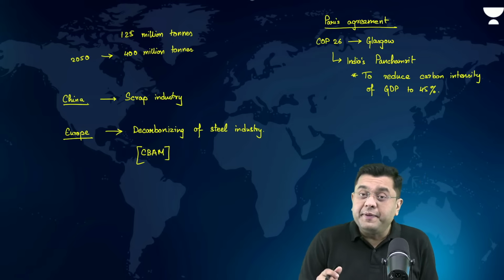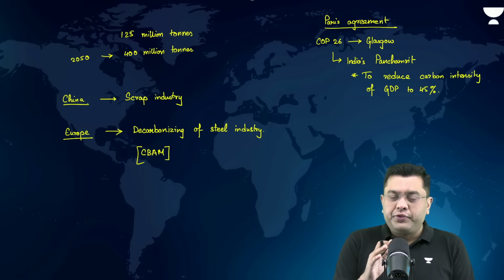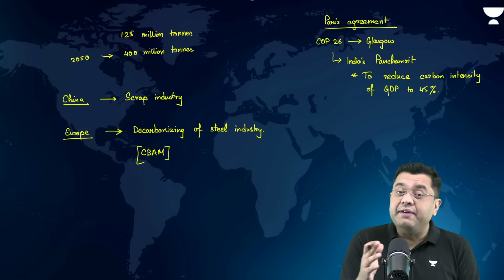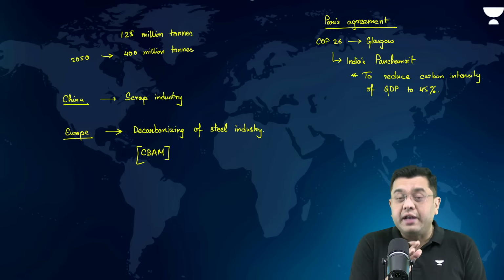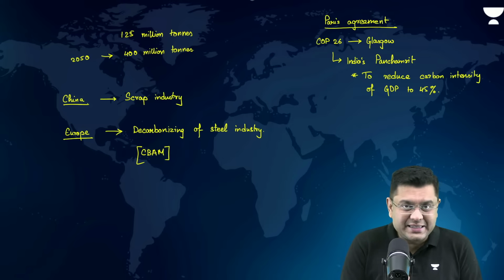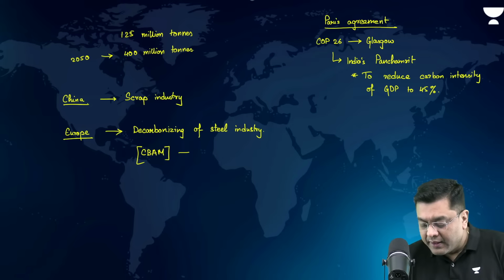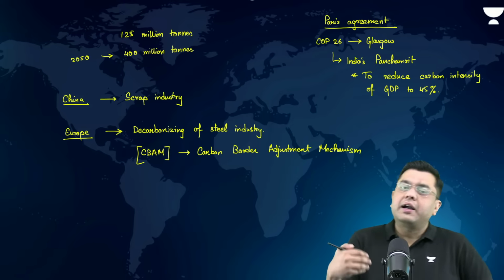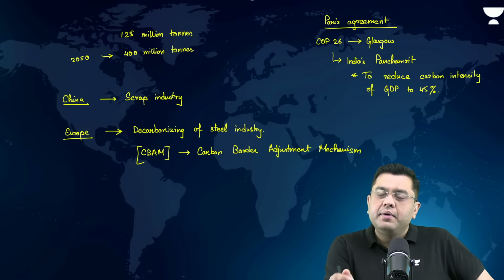So that is why Europe is doing this: any imports coming from those markets which don't have very stringent environmental regulation will be taxed. That is why it is known as the border adjustment mechanism, carbon border adjustment mechanism. Now, this is a kind of protective tariff. Here, a kind of import duty will be created.